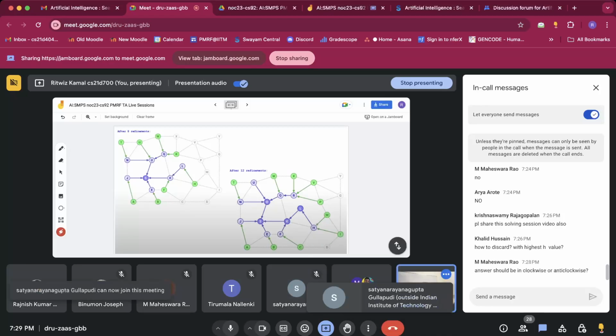Okay. Should the answer be in clockwise or anti-clockwise? Don't worry about that as of now. For that, you just have to look at the question. If the question asks you to report the answer in a specific manner, in a specific order, follow that. But as long as you find the correct nodes, order shouldn't be a big issue. Just make sure you read the question properly when you answer the question in the assignment or the exam.